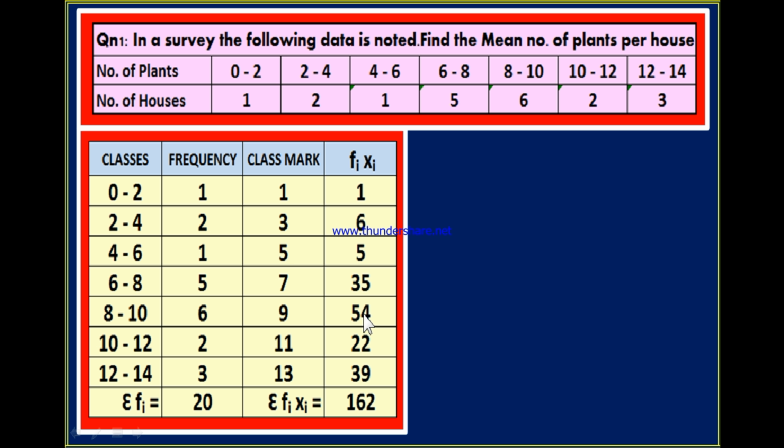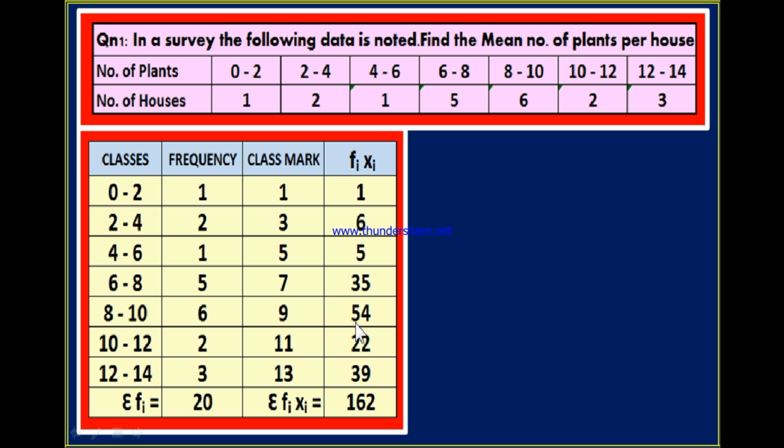Like this, you have to multiply all these values. Therefore, you can write here Fi Xi. This column is for Fi Xi, frequency into class mark. You multiply these two values and write here. 1 into 1 is 1. 2 into 3 is 6. 1 into 5 is 5. 5 into 7, 35. 6 into 9, 6 9s, 54. 2 into 11, 2 11s, 22. 3 13s, 39. After finding the product of all the frequencies with their class marks, you write this product here.